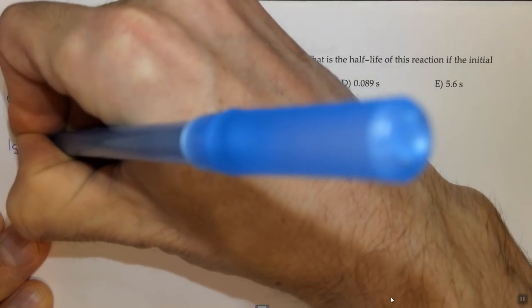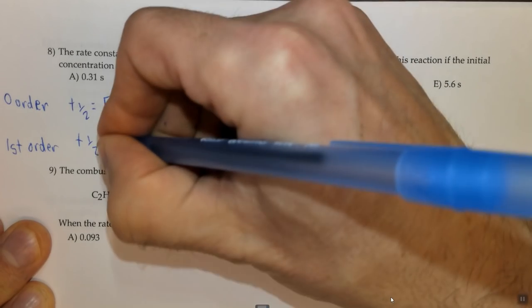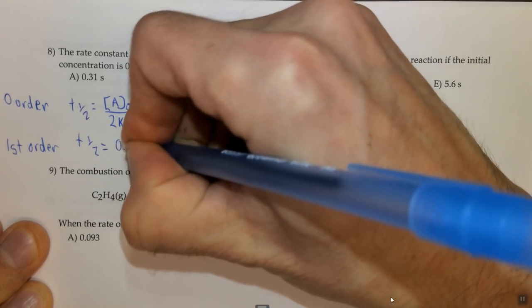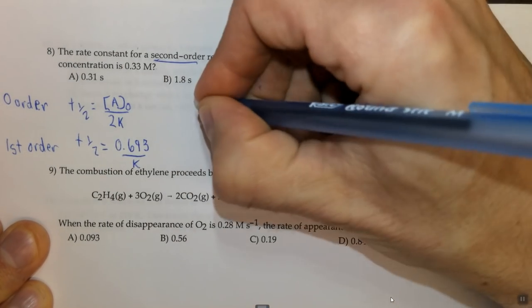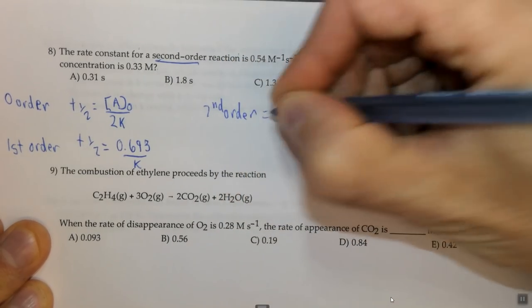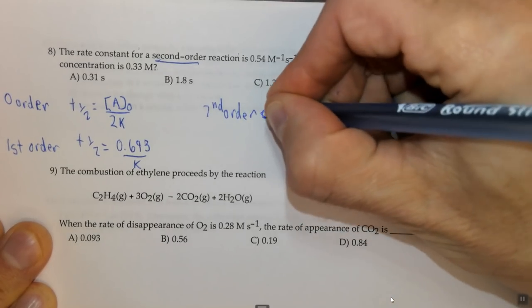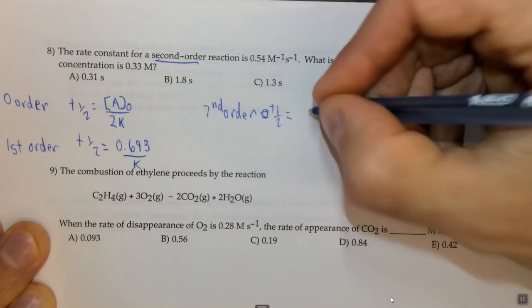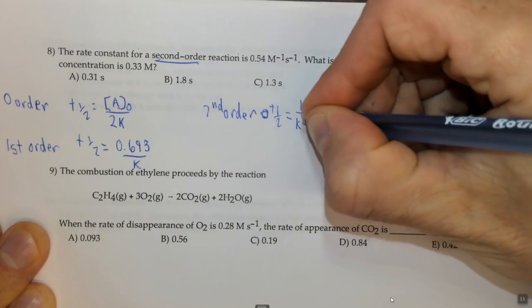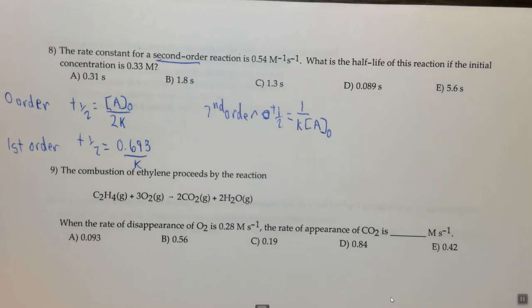For a first order reaction, the t1/2 is equal to 0.693 over k. And for second order, the only one we really need for this problem, the t1/2 is equal to 1 over k times the concentration of A initially, where A is the reactant.